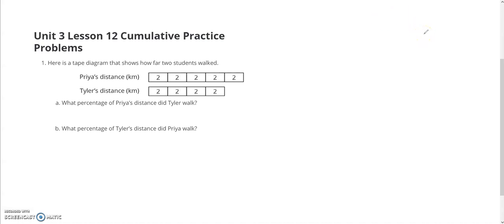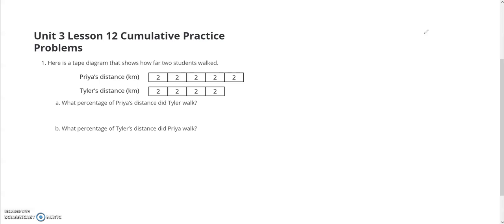Unit 3, Lesson 12, Practice Problems, number 1. Here's a tape diagram that shows how far two students walked. We have Priya's distance in kilometers, we have Tyler's distance in kilometers. A says, what percentage of Priya's distance did Tyler walk?